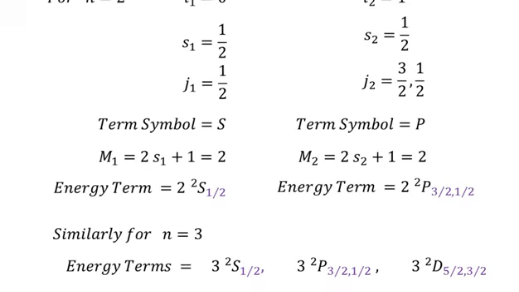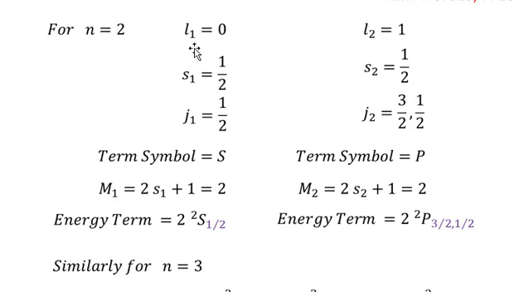So you see that the energy terms can now be written as follows. For the electron with the parameters L1 is equal to 0, S1 is equal to half, the energy term will be expressed as 2 2S half, where this 2 is the principal quantum number, the 2 as a superscript is the multiplicity which we have calculated as M1 is equal to 2, S is the term symbol, and this 1 half is the total quantum number J1. Similarly, the energy terms for the other electron are 2P 3 half and 1 half, where 3 half and 1 half are the values of the total quantum number J2 of the atom.